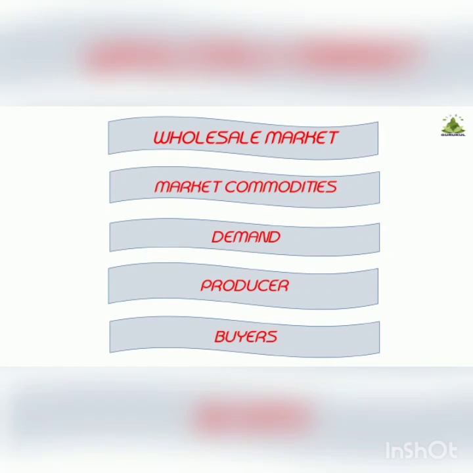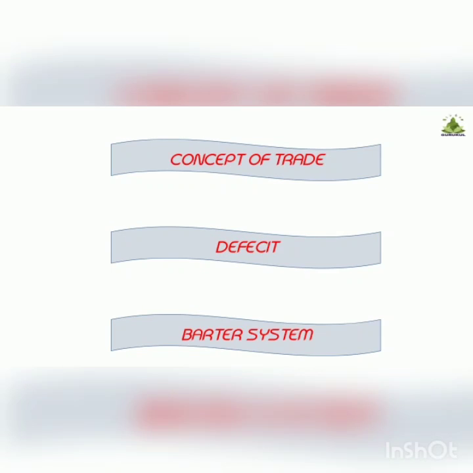Now children, in this video we have discussed wholesale market, market commodities, demand, producer and the buyer. In the next video children, we'll be dealing with the concept of trade, deficit and barter system. Continue with your eye exercise children before starting up with the next video.